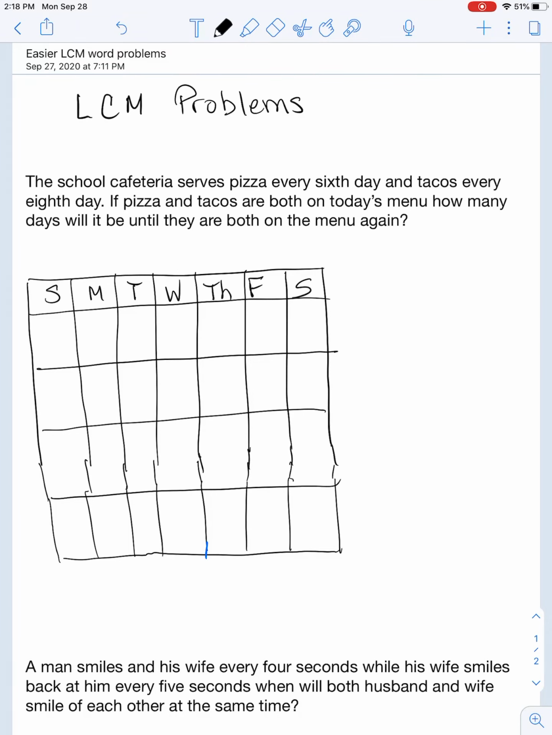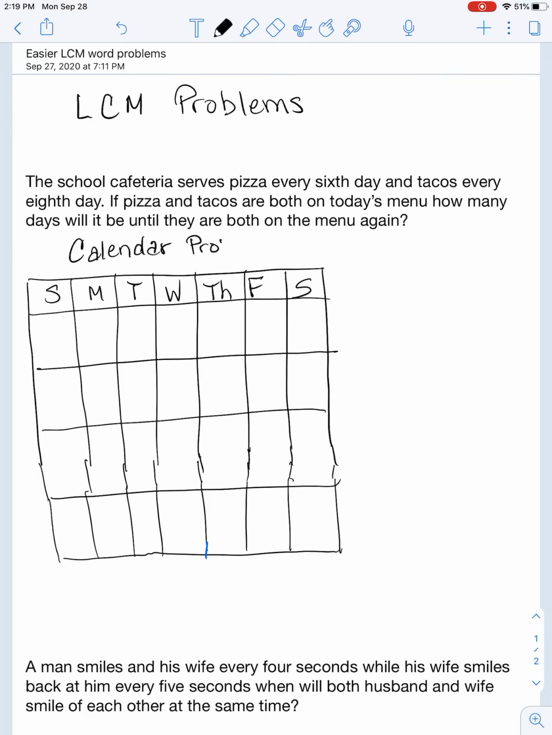Let's talk about solving least common multiple problems. And again, the thing about these word problems is you want to be able to recognize when you can use finding the LCM to solve the actual problem. So we have two word problems here. The first one is what we call a calendar problem.